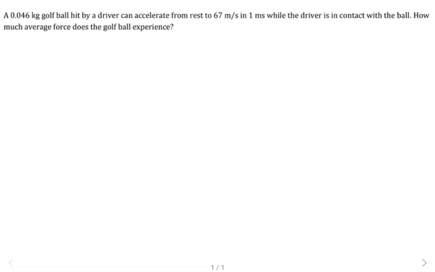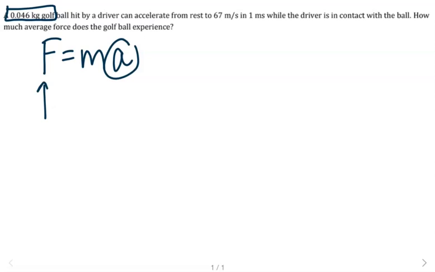So we have a golf ball that's hit by a driver and it accelerates from rest to 67 meters per second in 1 millisecond. And we're trying to figure out the average force that the golf ball experiences. So our force equation is going to be Newton's second law, F equals ma, and we are solving for force in this situation. We are given the mass here as 0.046 kilograms, and then we don't actually have acceleration.